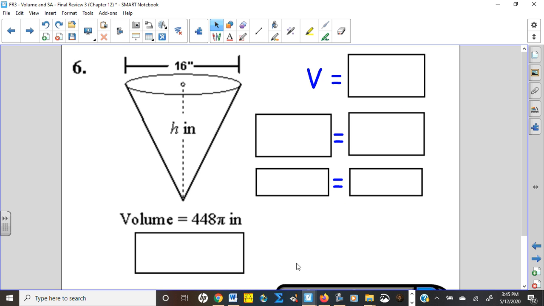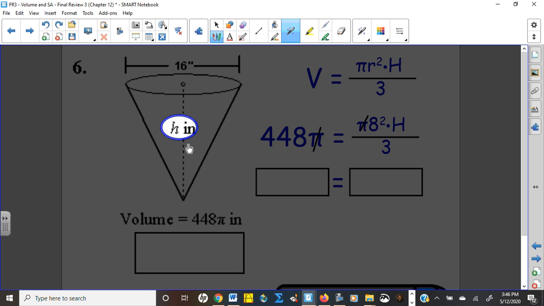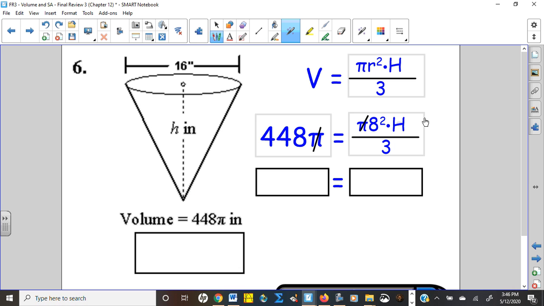All right, now we've got ourselves a cone, and they tell us the volume is 448 pi. And we know that the volume of a cone is base times height divided by 3, and the base is always a circle, so pi r squared times height divided by 3. It looks like the radius is going to be half of the diameter up here, 16, so half of that would be 8. What I don't know is the height. What is the height? That's the one variable in this equation that I don't know, right?